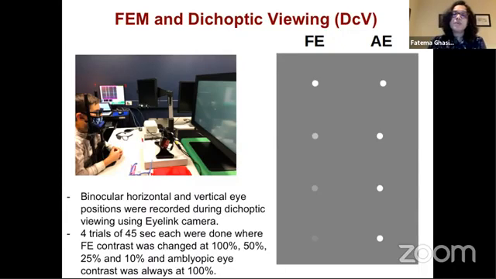So we again measured fixation eye movements, but this time, rather than just looking at a dot, this was a dichoptic stimulus. Each eye was presented a different contrast, if you will. For the fellow eye, the contrast was varied at 100%, 50%, 25%, and 10%. And for the amblyopic eye, the contrast was kept constant at 100%. And we measured their eye movements using the eye tracker.